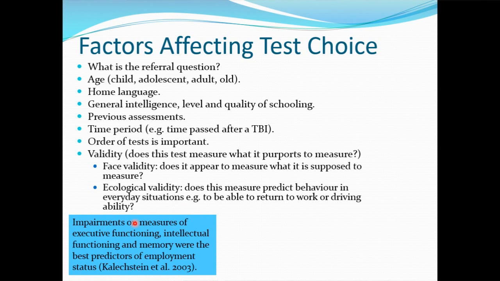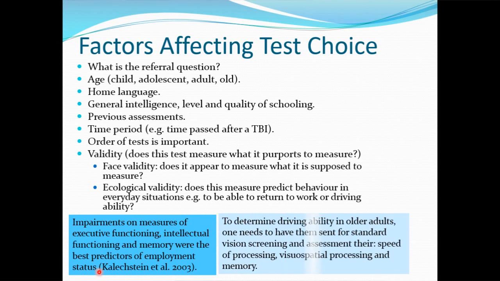Now, impairments on measures of executive functioning, intellectual functioning, and memory were the best predictors of employment status. This is just some research that I think is very important. And to determine driving ability in older adults, one needs to have them sent for standard vision screening and assess their speed of processing, visuospatial processing, and memory. I just put those in because I think they're quite important here.